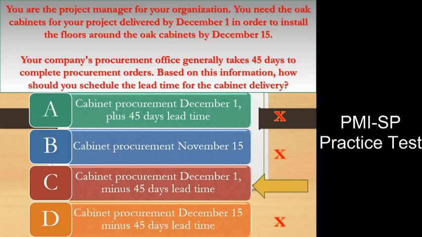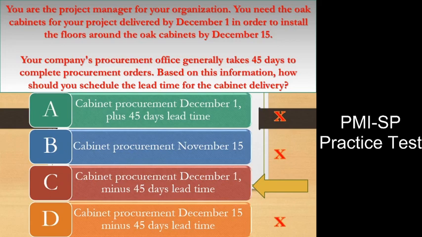Answer option A is incorrect. Lead time is always negative time, lag time is positive time. This choice would cause the cabinets to not arrive until 45 days after December 1st. Answer option D is incorrect. This choice would cause the cabinets to arrive on December 15th when the floors are to be installed. Answer option B is incorrect.